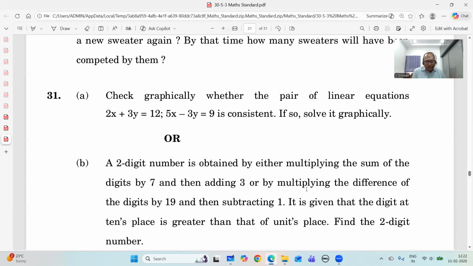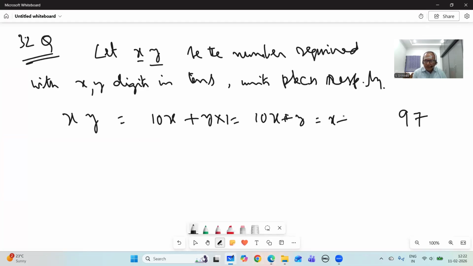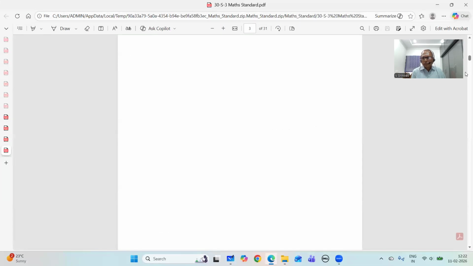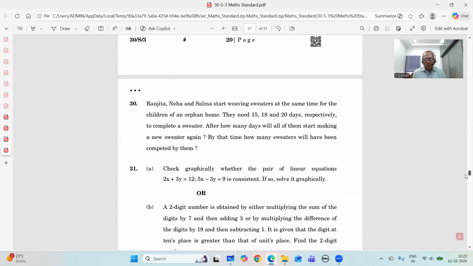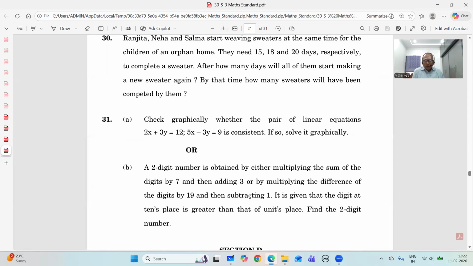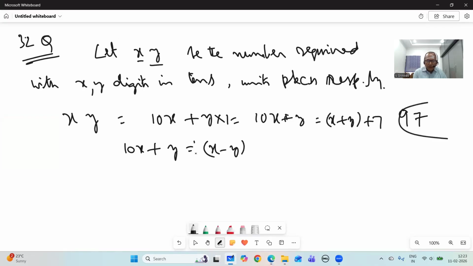The two-digit number is obtained by either multiplying the sum of the digits, that is x plus y, by 7 and then adding 3, or by multiplying the difference of the digits, that is x minus y, by 19 and then subtracting 1.